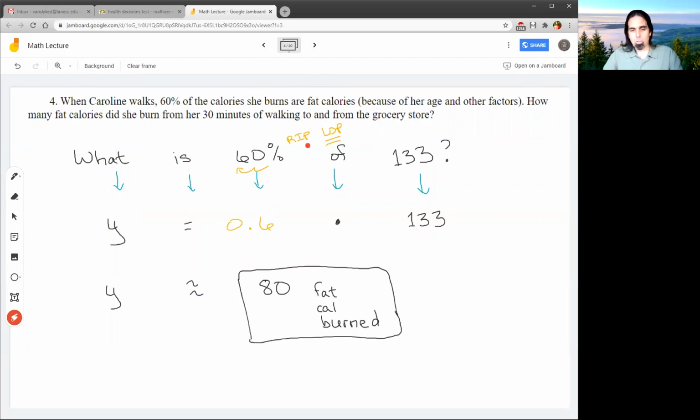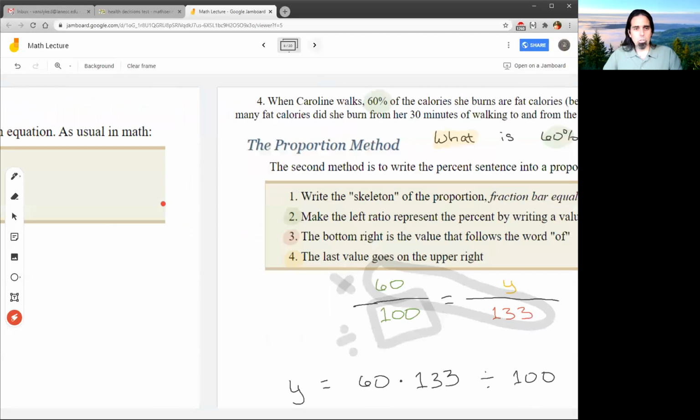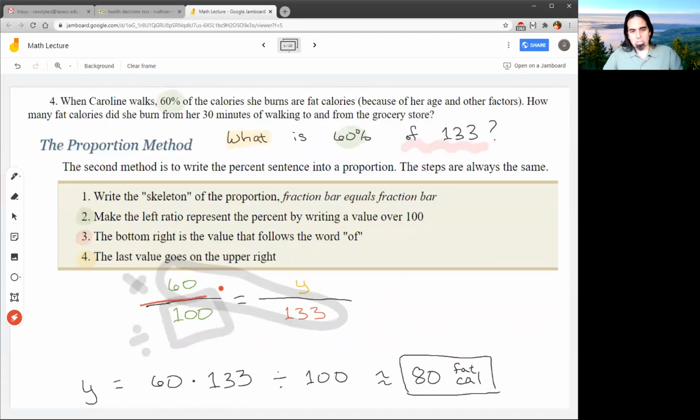So we use the RipLop trick, right into percent, left out of percent. So we went left out of percent twice. And then in this case, it was easy, I just multiply. If you don't like that, there was the proportion method, which you write the skeleton of the proportion.